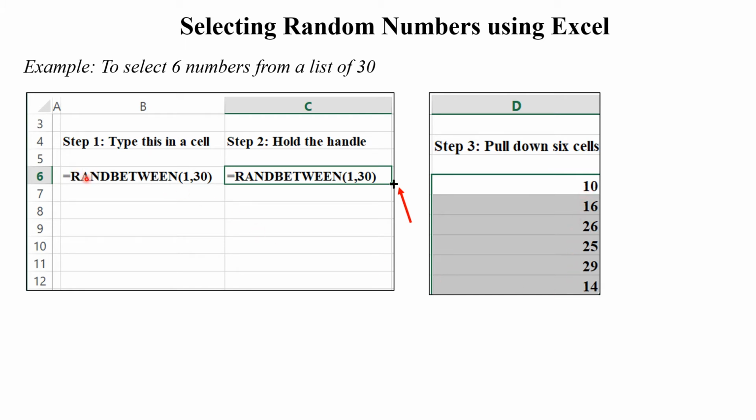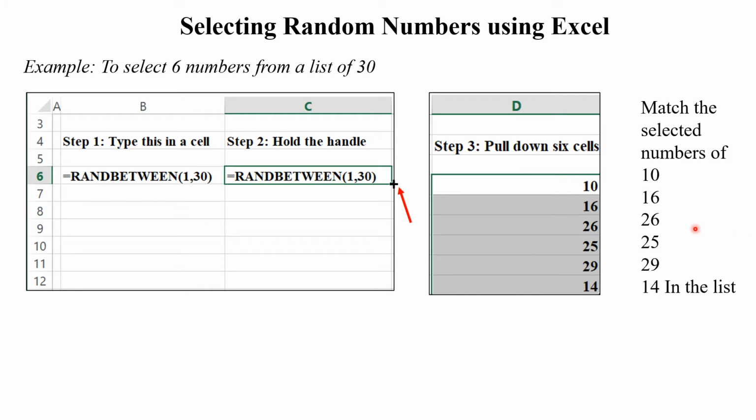Again, just type this in a cell and hold the handle. When you see a plus sign, that means you're holding the handle. Pull down. How many do you want? You want 6. So 1, 2, 3, 4, 5, 6. That's the numbers we generated. Next, take these numbers and match against a list. So we have selected 6 numbers randomly from 1 to 30 and match these numbers against the class list so we know who is who.